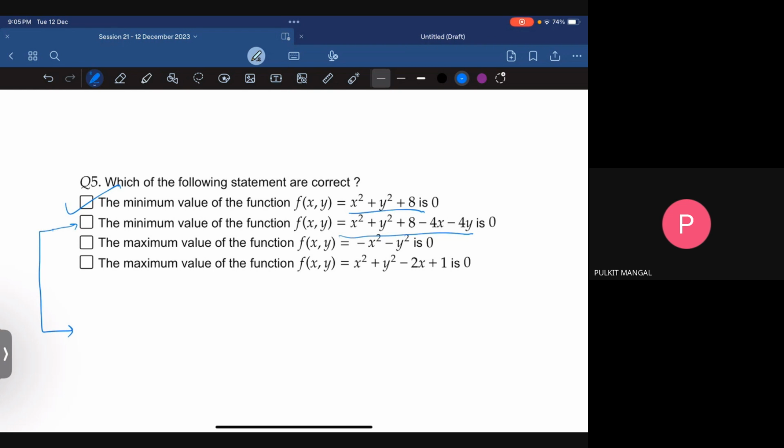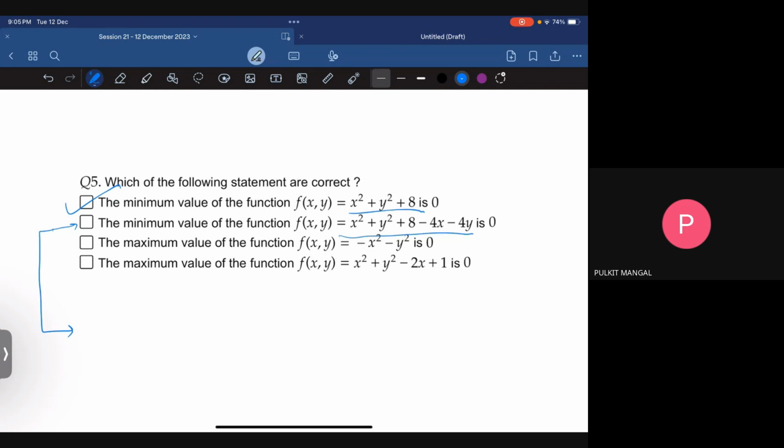See what it is asking. You will get the critical point, not the function value. It's asking you to find the minimum value. But see, one thing: how can you identify that the point that you are getting is a local minimum or minimum value? It can be a maximum also, because you will only get the critical point.